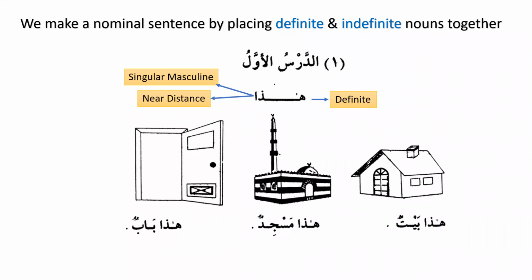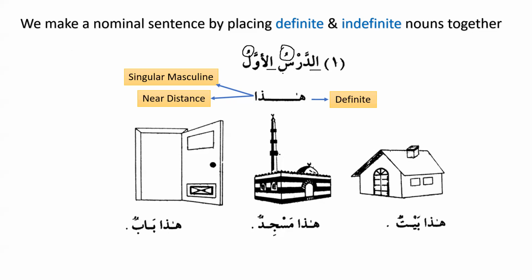نحن نبدأ الدرس الأول. Here we begin lesson number 1. الدرس الأول, lesson number 1. And we know that al and tanween don't come together, so we have to put الدرس الأول. That's why we don't have tanween over here.